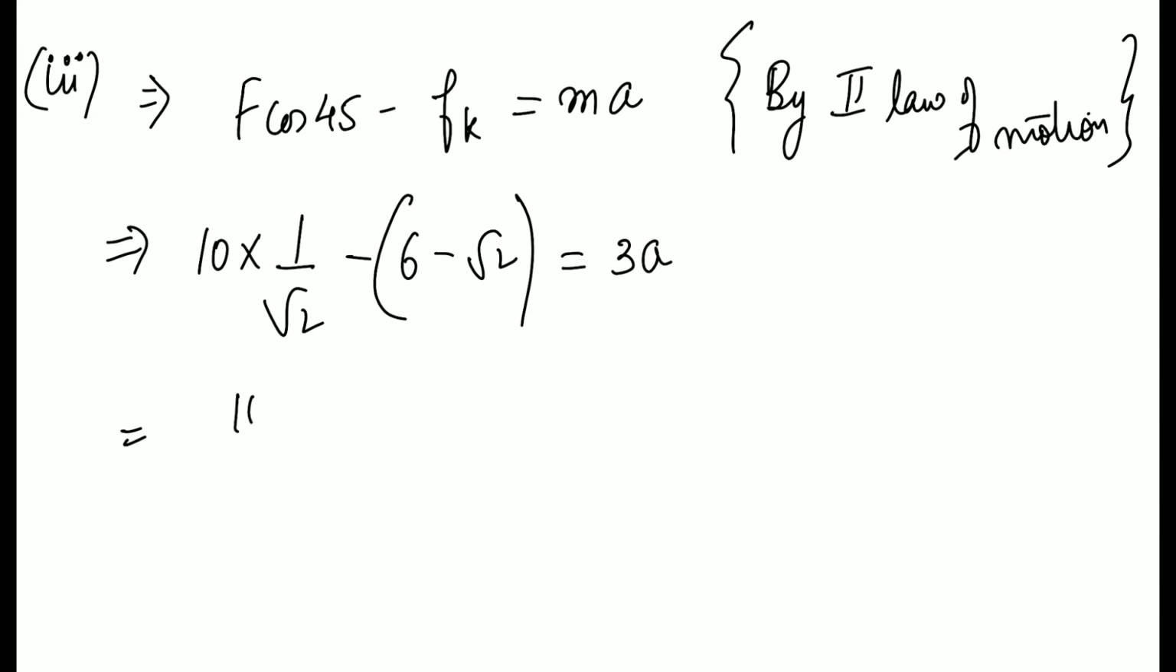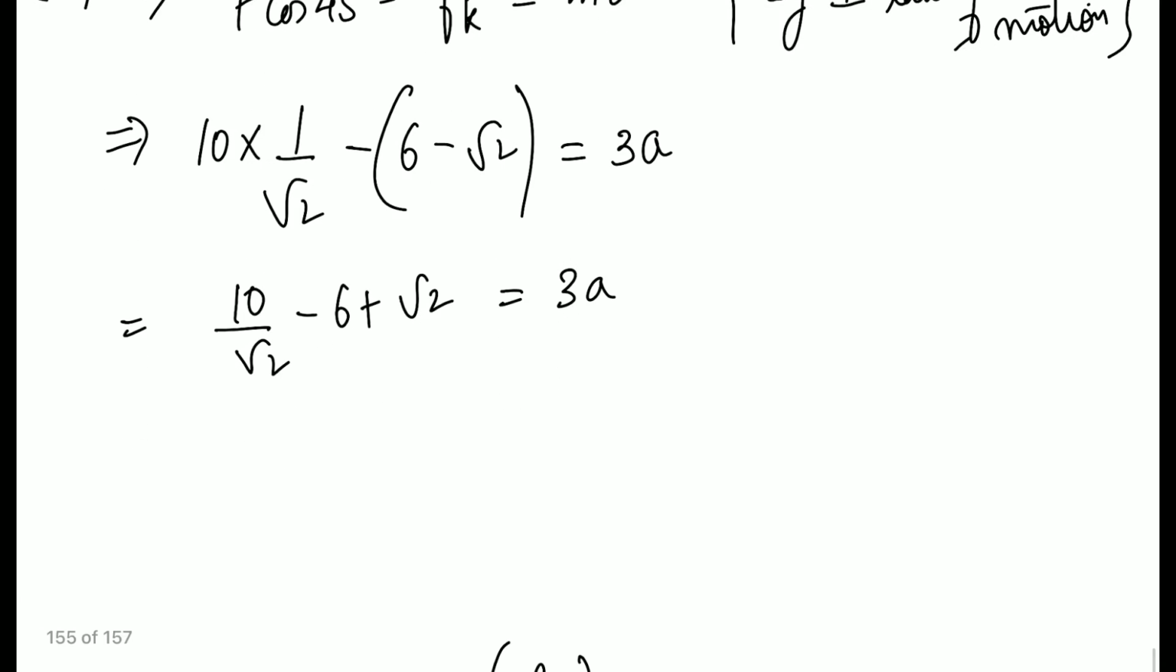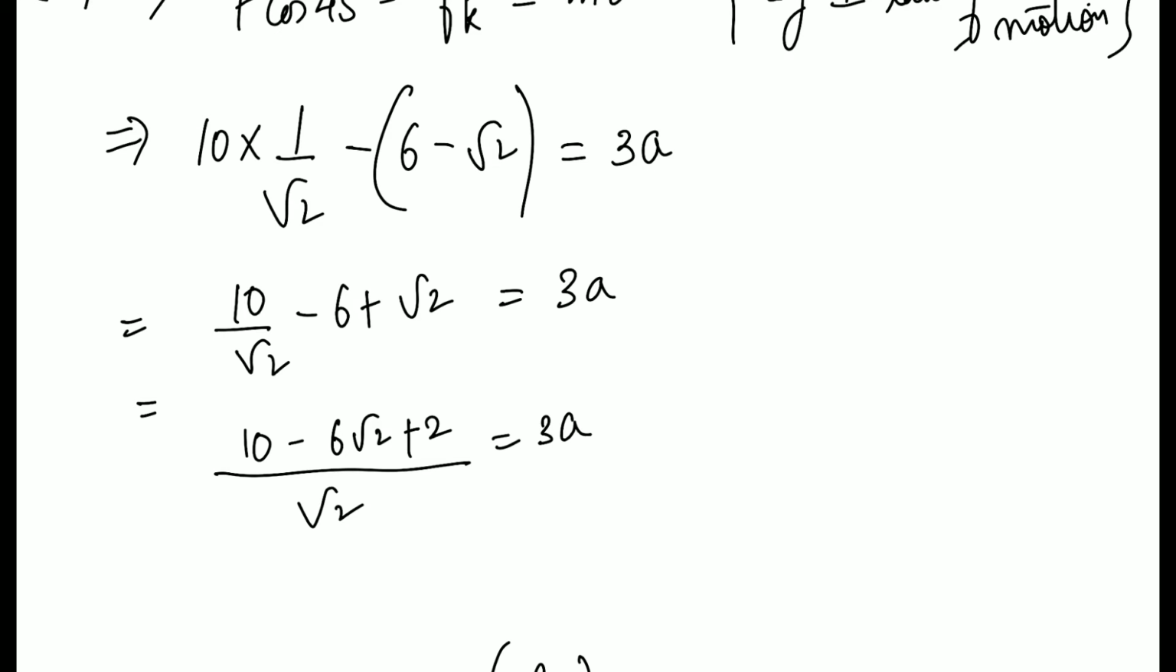All right, great. This is 10 root 2 minus 6 plus root 2 is equal to 3 times a. Let me take root 2 as LCM. This will be 10 minus 6 root 2 plus 2, right? And that is equal to 3 times a.